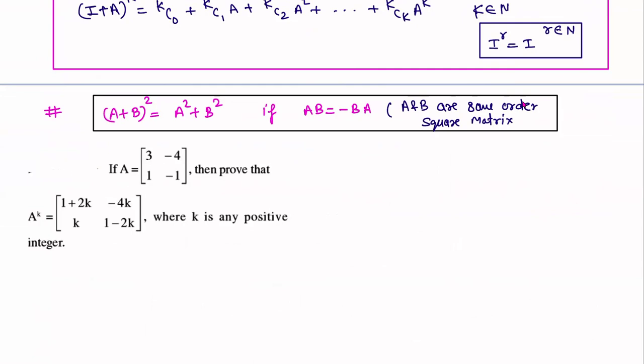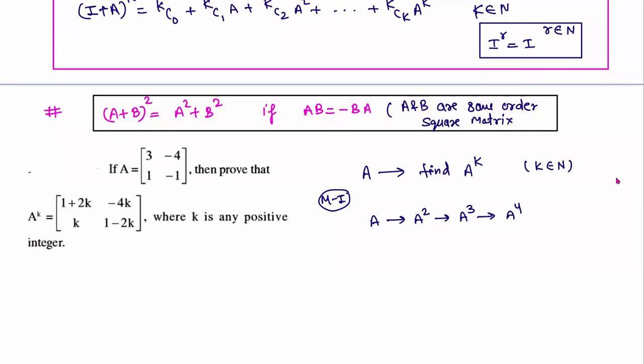Now check. Suppose in any question we have matrix A and we need to find A power K, where K is a natural number. If we have matrix A and we need to find A power K, then what is the process? Method 1 is this. From A, first we find A square, then A into A, then we find A power 3, then A power 4. Now when we find A square, we need to observe.